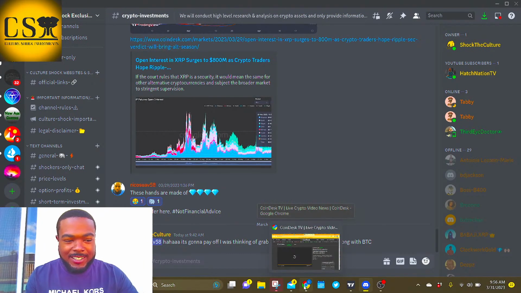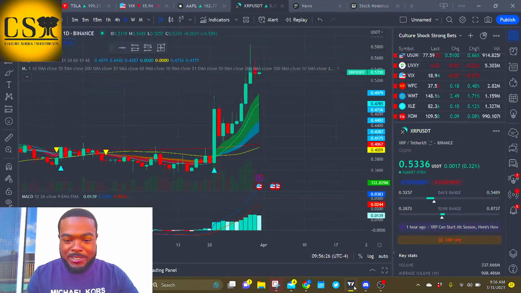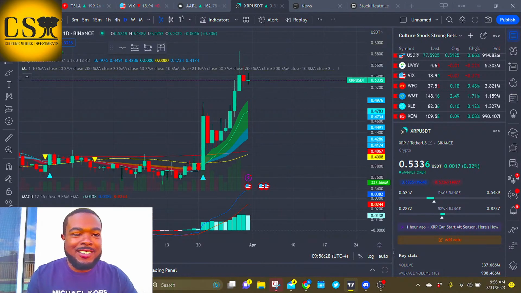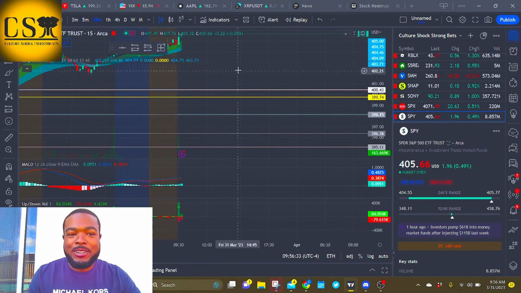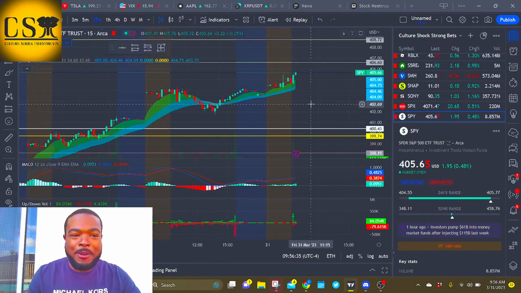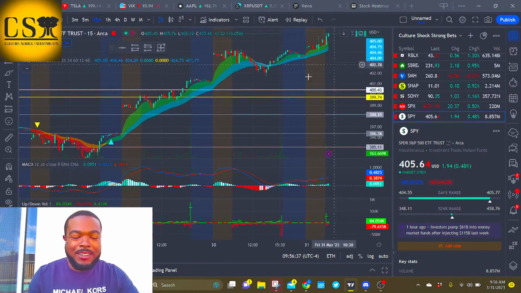All right. Discord. Let's bring the TradingView up. Let's bring the screens up. Let's see where we're at today. 405, huh? All right, so we've broken up. We've hit another gap up. Three days in a row of a gap up.